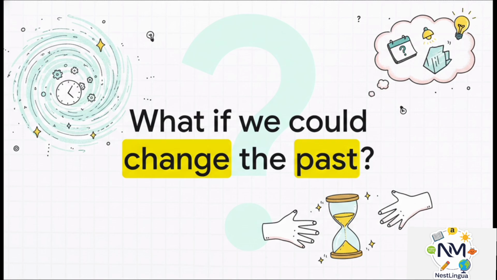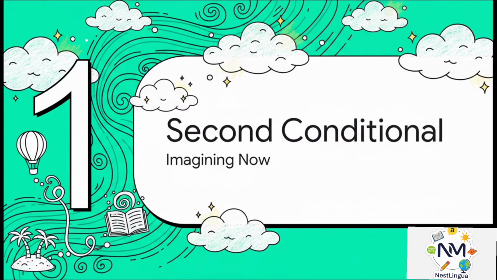This brings us right into the world of the second and third conditionals, which are all about imagination, big dreams, and even a little bit of regret. Okay, let's jump into the second conditional. I like to call this one the dream conditional. Why? Because it's for imagining a different reality right here, right now, or in the future.